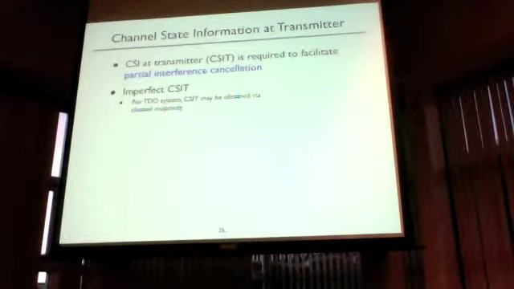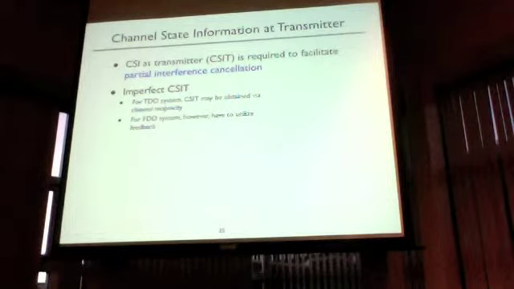For TDD systems, you may get the CSIT by channel reciprocity, but current systems are mostly FDD systems. So we have to utilize feedback to get more precise channel state information at the transmitters. But as I said, in this particular simple two-user example, we only need the strength of the channel. We don't need the phase of the channel. And even in FDD systems, the channel strength is roughly reciprocal between the uplink and the downlink. So that's not a huge problem.